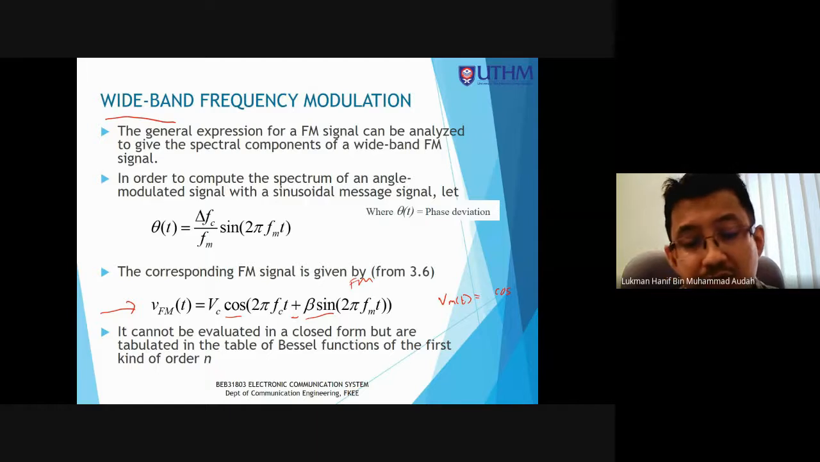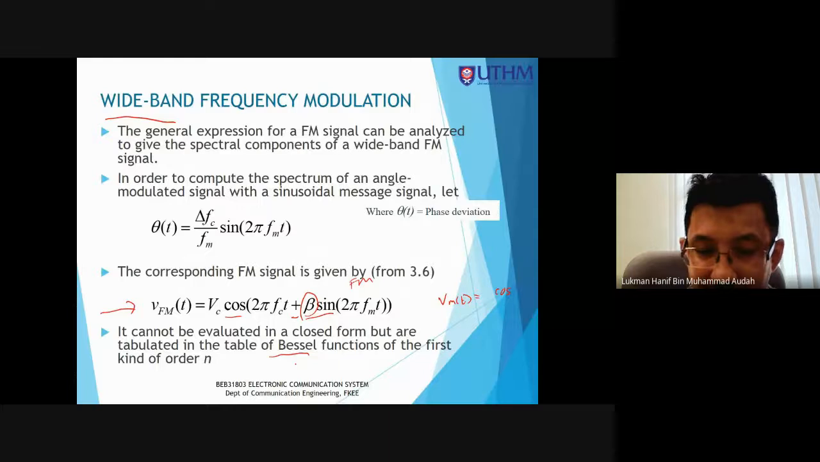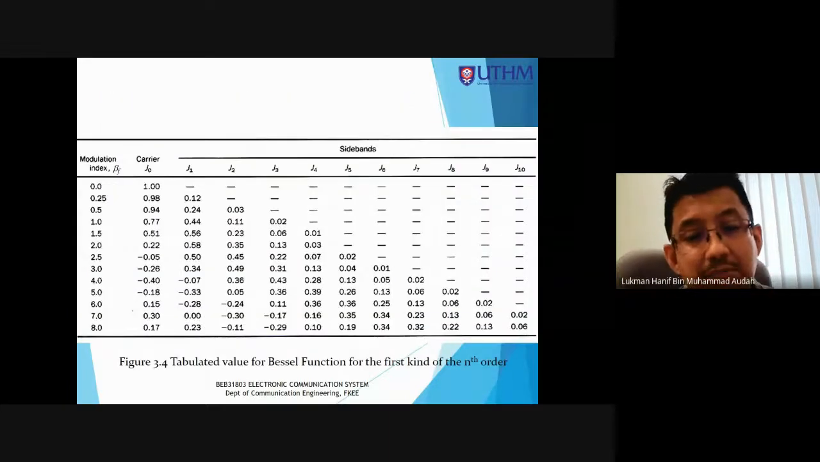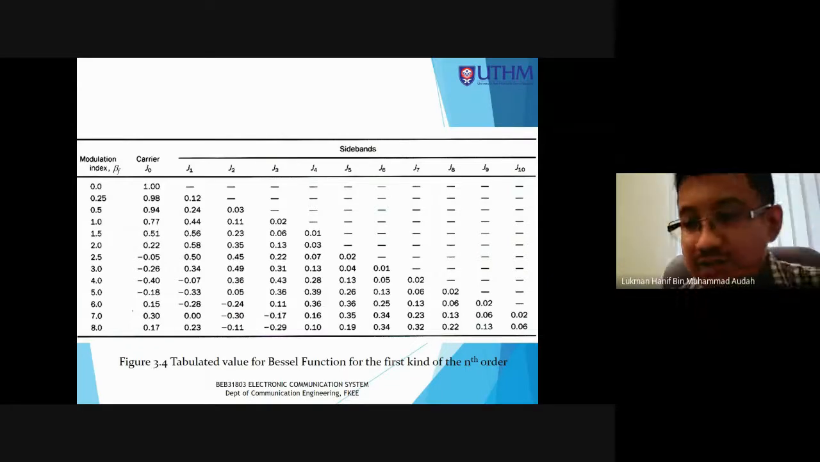Okay, so the issue now for the wideband FM, the value of bandwidth is determined by the value of beta. So kita tak boleh tentukan secara langsung berapakah nilai bandwidth. We need to see a table. Kita perlu lihat menggunakan table Bessel. How to find the bandwidth. So you will learn here about Bessel table. Perhatikan kelas. So this is very important.